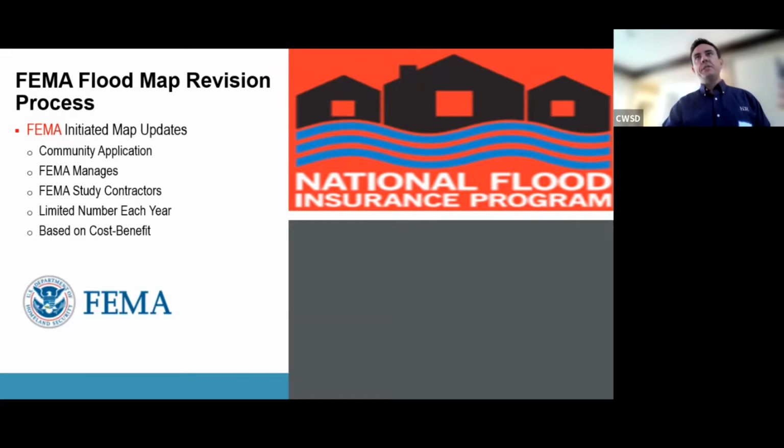So there are a few different processes by which FEMA revises maps. There is essentially a flood insurance study. Most of you have probably heard of the flood insurance studies. That's a FEMA initiated process. The communities put in an application for a revision to their floodplain, and then FEMA rates these applications based on a cost benefit, and then FEMA initiates and manages the contract. So FEMA is hiring the contractors, FEMA is managing the project, and there are a limited number of these each year. So that's one way a community can get its maps revised.